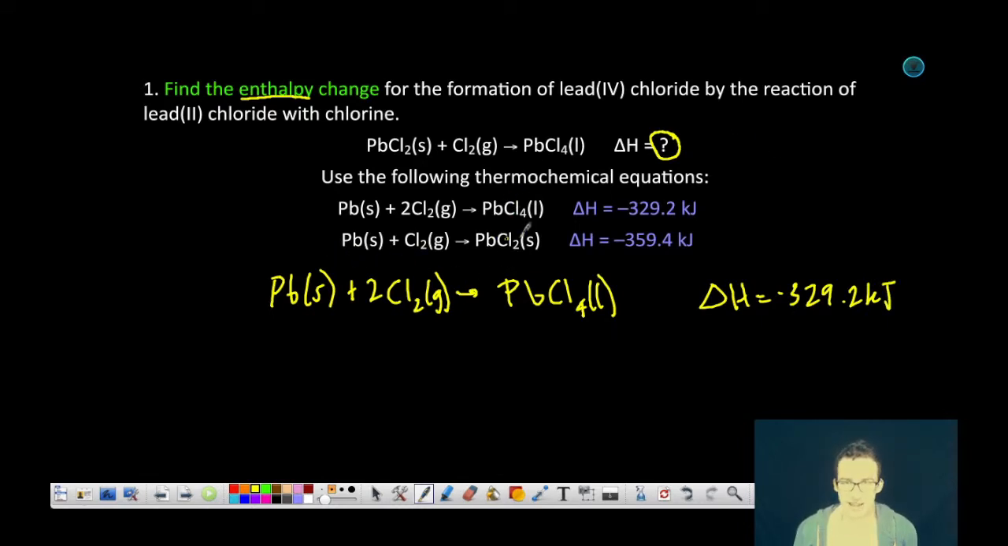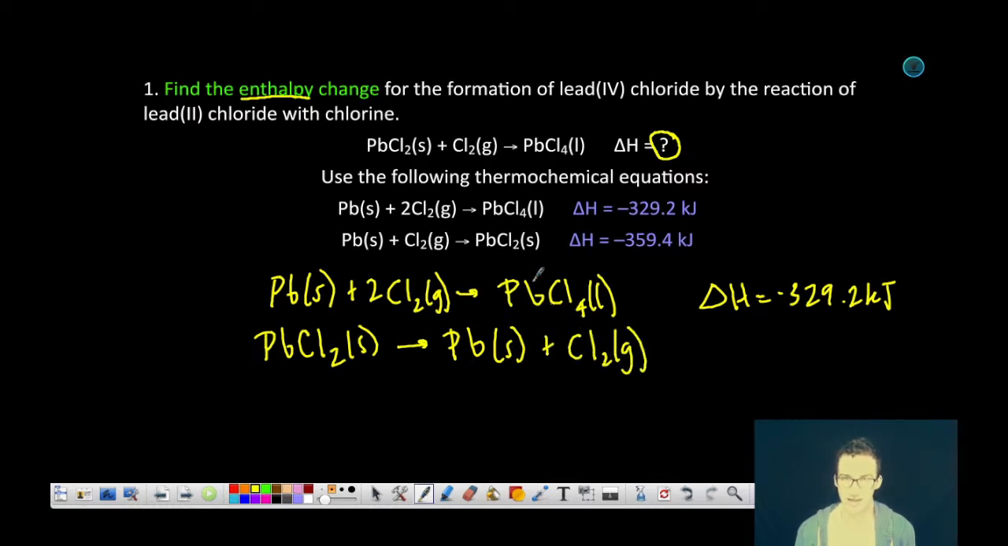Now, as I look at my second equation, I'm going to invert or reverse that equation to give me the lead-2 chloride as a reactant, forming the solid lead and chlorine gas as my products. And the reason why I want to do that is I'm trying to determine the enthalpy change for this reaction overall. And I notice that I've got the lead-4 chloride as a product, which is given to me in this first reaction, but I need both lead-2 chloride and chlorine gas as a reactant.